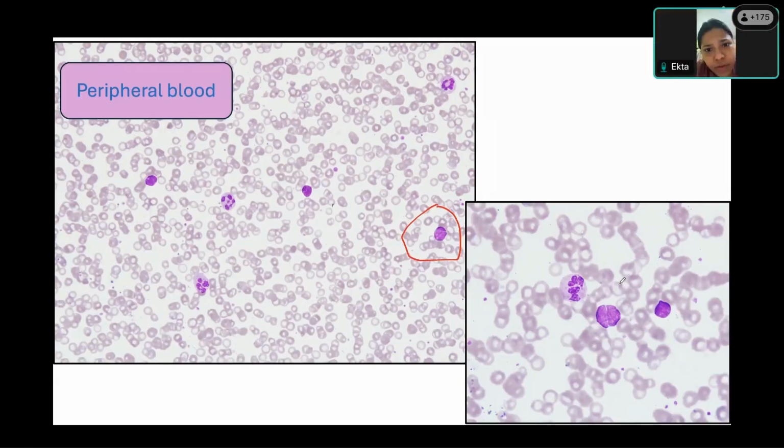So more of reactive, because we can see there's nuclear grooving in this one. Yes, absolutely. And I'm also showing this second one here. Now I'm drawing a circle around that. What about this? We can see clear nuclear grooving in this one. Almost a cleft, a through and through cleft. Yes, nuclear cleaving is there.